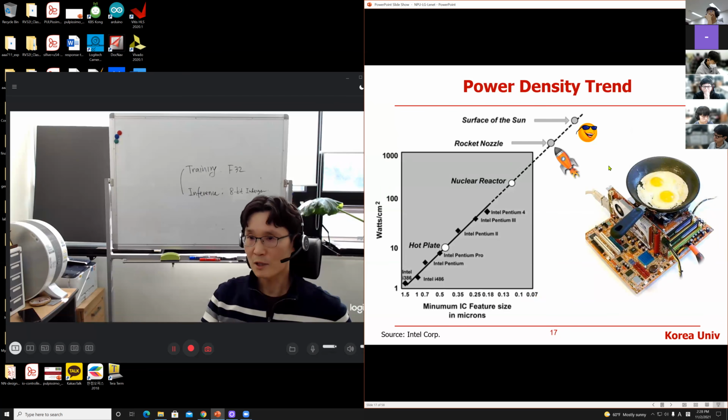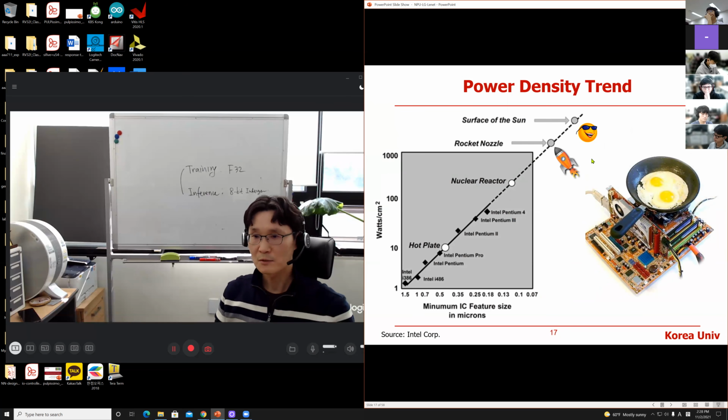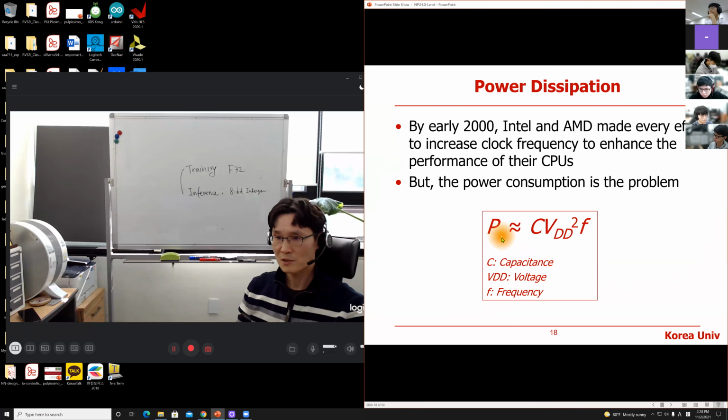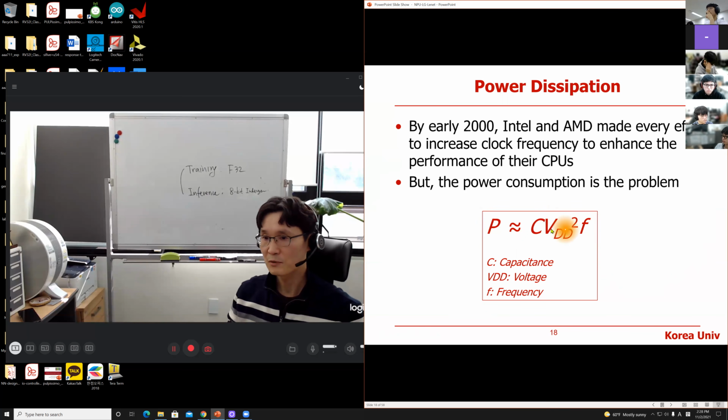Okay, then the power issue. I think let's move on. Power consumption is proportional to frequency and proportional to voltage squared. If you increase frequency, then power dissipation will linearly increase. If you increase the operating voltage, then power goes up dramatically. That is one.